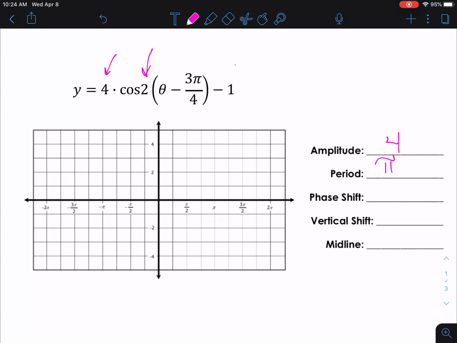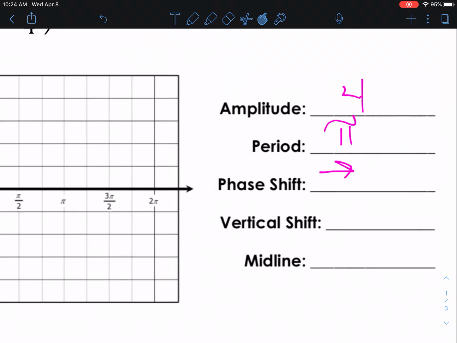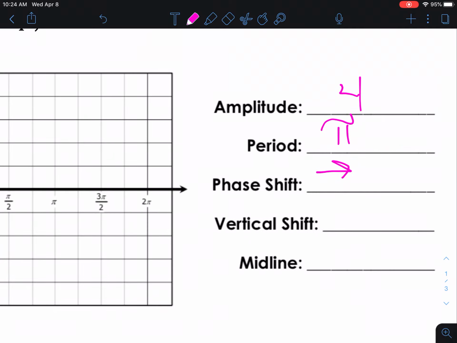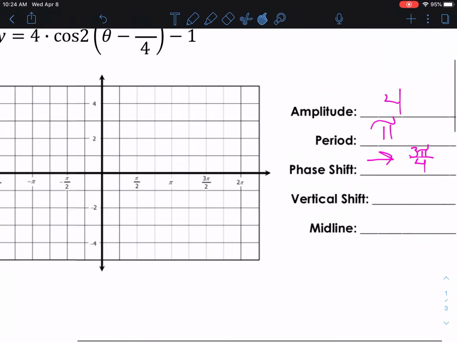Our phase shift should be inside the parentheses. We're going to look here. Remember, opposite of what you think. So negative 3 pi over 4, you'd think that's to the left. We're actually going to move everything to the right. I'm going to zoom in a little bit here. 3 pi over 4 units.